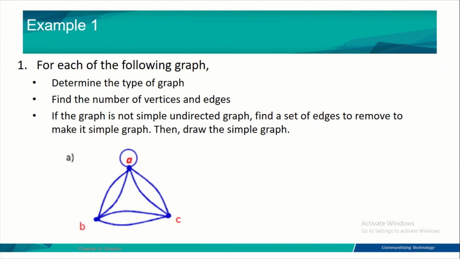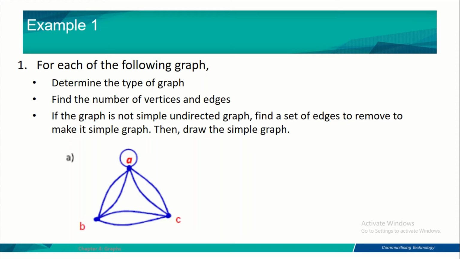Let's see example number 1. For each of the following graphs, determine the type of graph, and find the number of vertices and edges. If the graph is not a simple undirected graph, find a set of edges to remove to make it a simple graph. Then draw the simple graph. Let's see A. We have an undirected graph, we have a loop, and we have multiple edges.